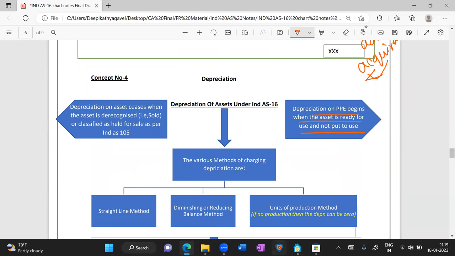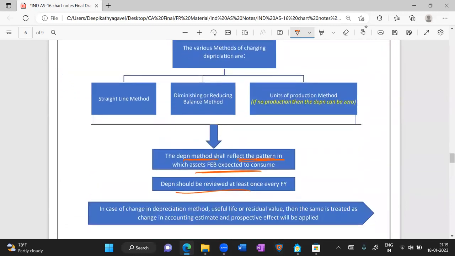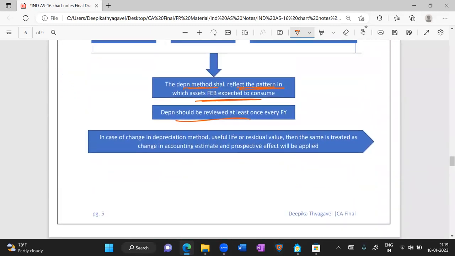What do you mean by derecognized? The asset is getting sold. So on the day the asset is getting derecognized, or it is being put as held for sale under Ind AS 105, discontinuing operations, right? Under Ind AS 105, if you're putting it as held for sale, or if it is derecognized, if it is sold, on that day the depreciation will cease. You will cease the depreciation for that particular property, plant, and equipment.